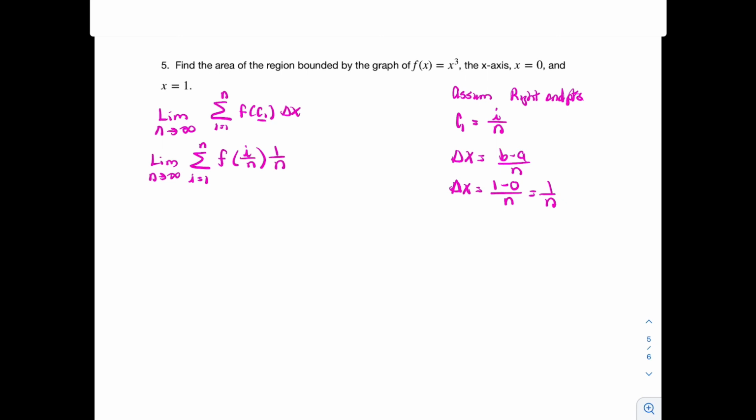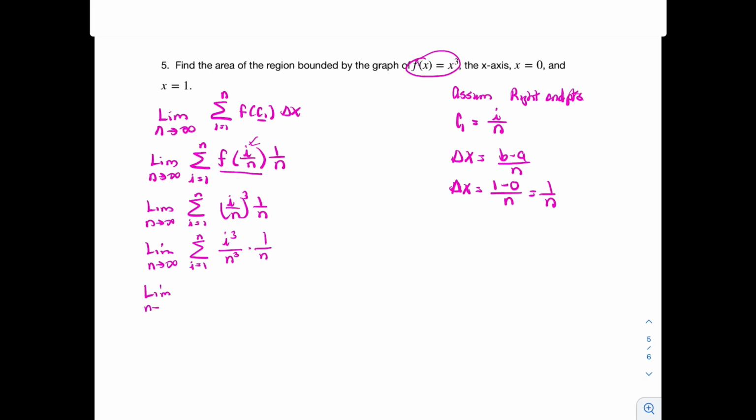Okay, now we're going to replace that i over n into our function. So we're going to find f of i over n. So placing i over n in place of every x in our function, we end up with i over n quantity cubed times 1 over n. And then the limit as n goes to infinity of the summation of i equals 1 to n. And we're going to distribute that cube. And now we're going to multiply our n's together to get n over n to the fourth. So i cubed over n to the fourth.